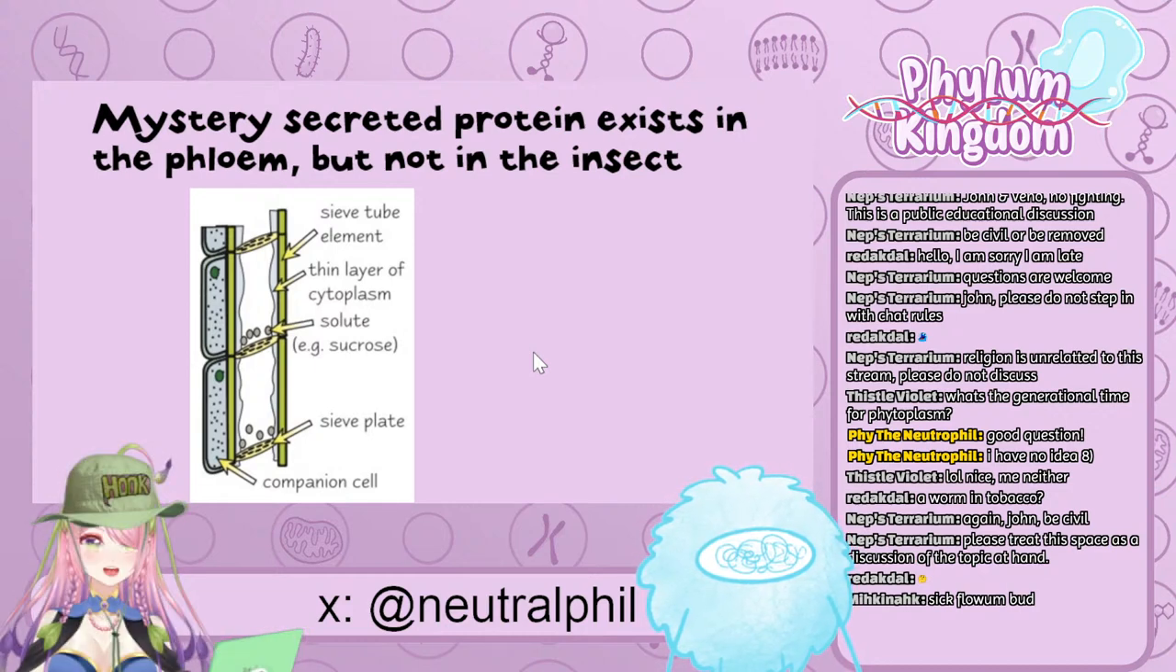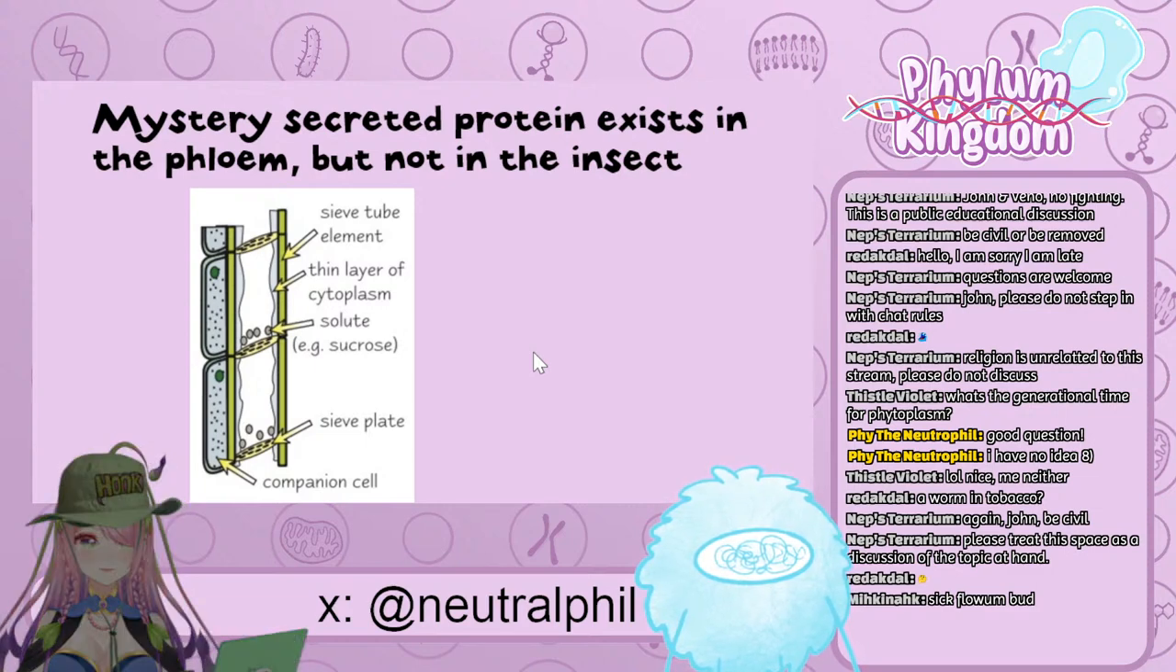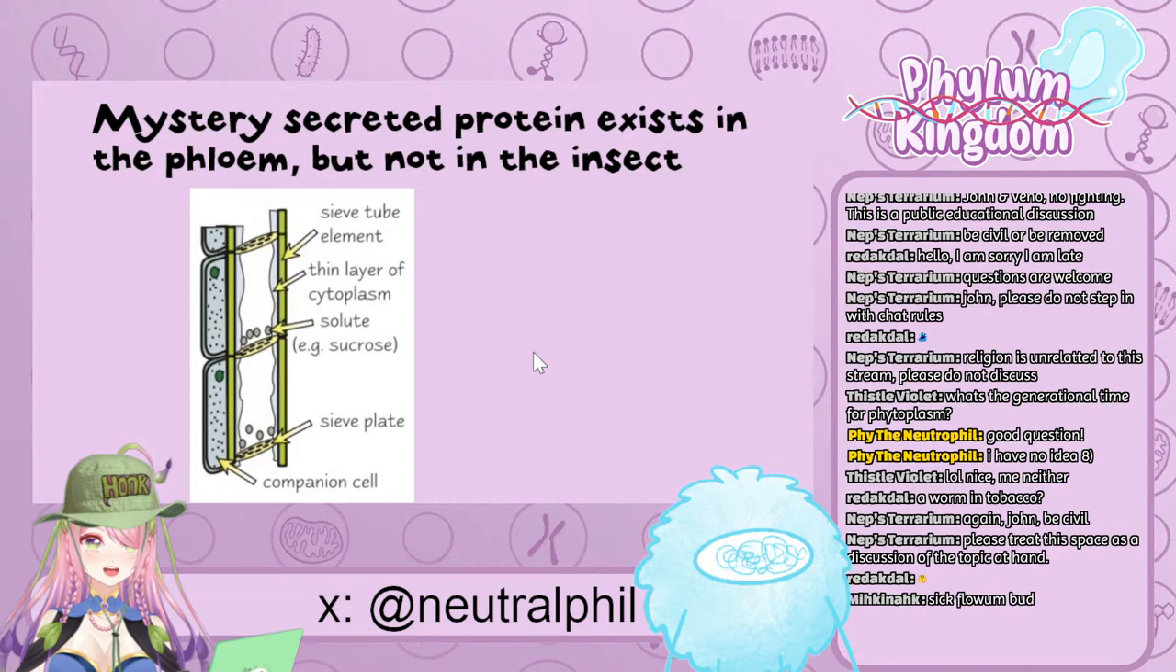But the companion cell is more or less a normal looking cell. The sieve tube element is very unique in structure. The complementary tube system of the plant is called the xylem, and it's water transport. So water from the roots goes up, sugars from the leaves go down in the phloem. Xylem are tubes comprised of dead cells. Phloem are tubes comprised of living cells. So even structurally, they're quite different.